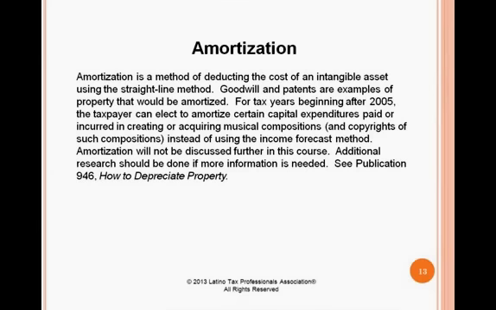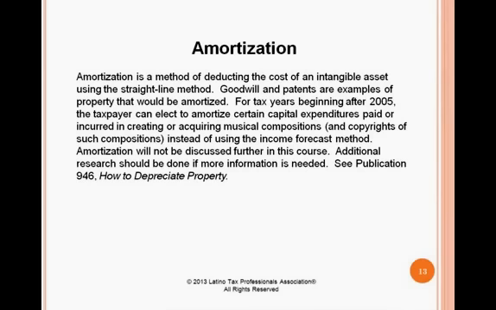Goodwill and patents are examples of property that would be amortized. Refinancing could be a form of amortization. As you refinance any loans based on your business, that additional amount is something you would be able to amortize over a longer period of time.